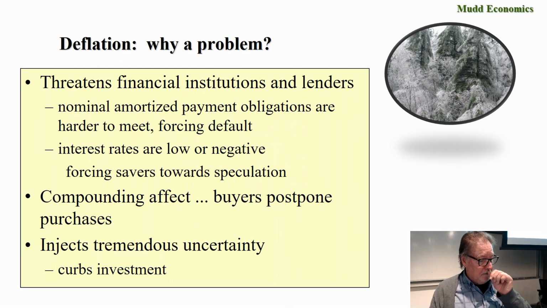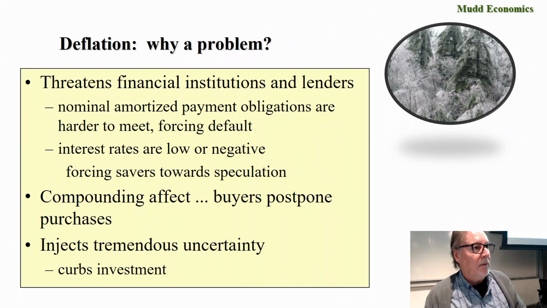In the jargon of economics, nominal amortized payment obligations, which is just another way of saying your fixed monthly payment that you have to make on any kind of loan, are harder to meet, which forces default. And then at the same time, interest rates are low or negative, forcing savers towards speculation.